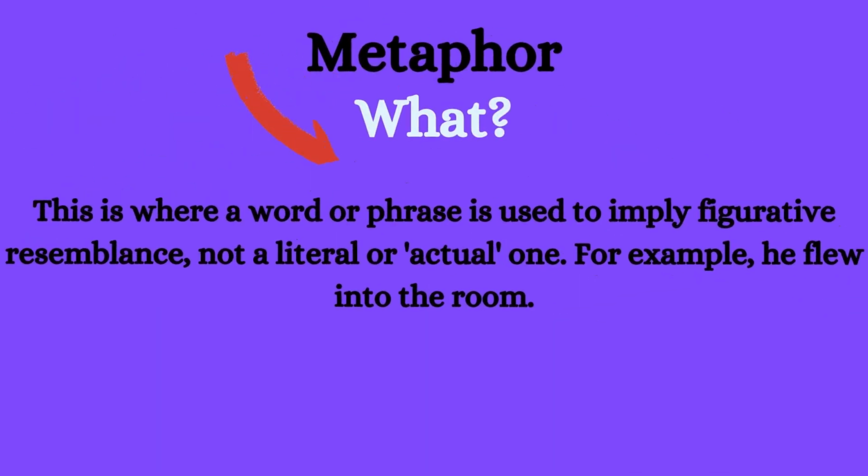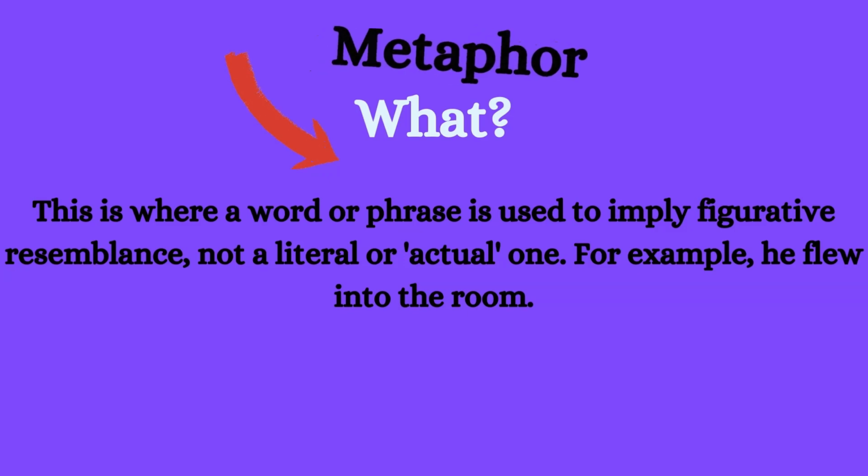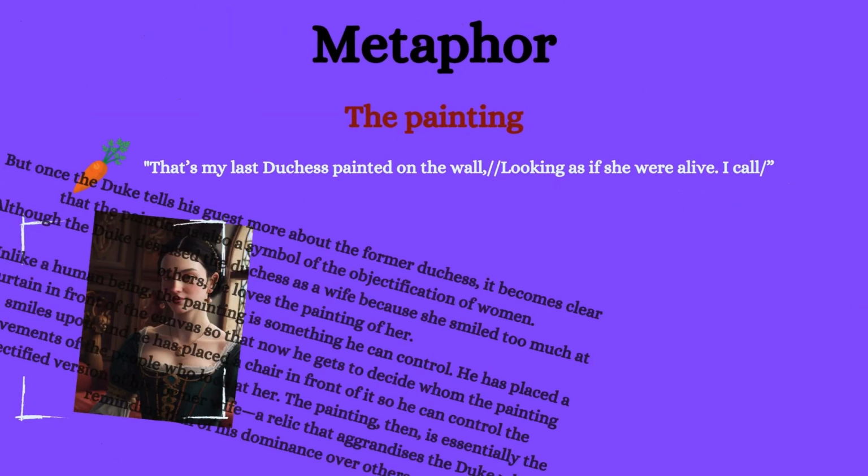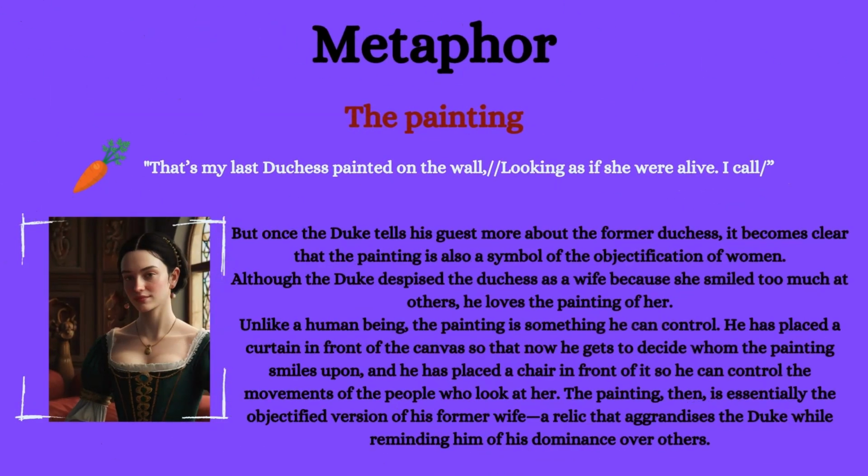Browning uses metaphors throughout the poem. Metaphors are phrases that imply a resemblance, not a literal or actual one. Browning uses the metaphor of the painting itself as an objectification of women. It is clear the Duke hated his wife when she was alive, but he loves the painting of her. Unlike a human being, the painting is something he can control.